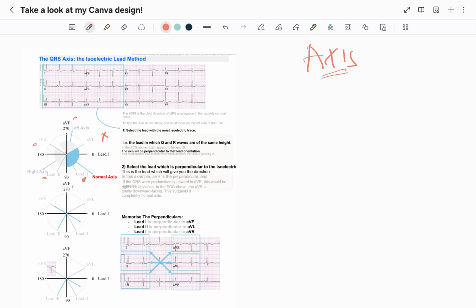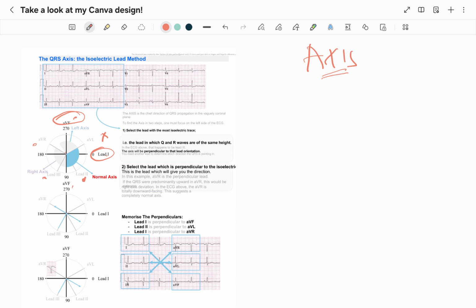Now, here's the part nobody tells you. You don't need all the leads. You just need 2 leads. You need your lead 1, right? And you need your AVF. Lead 1 will tell you if it is left versus right, AVF tells you if it is up versus down. That's the entire axis story.